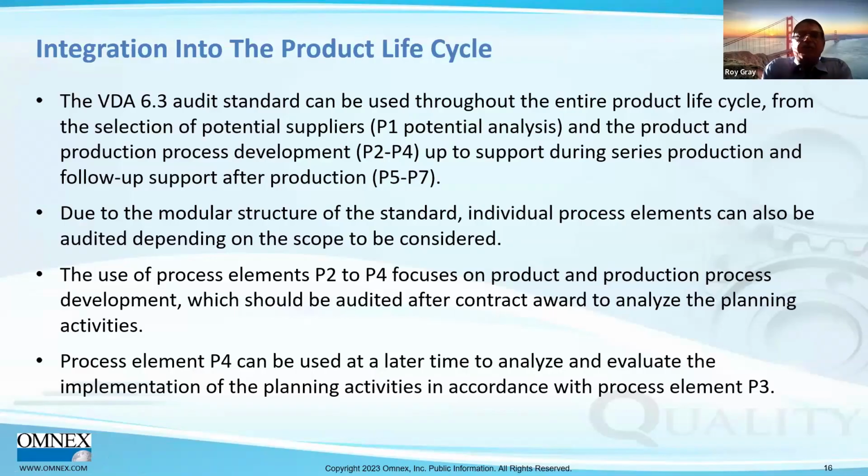VDA 6.3 is a standard that can be used throughout the entire product life cycle, from selecting potential new suppliers, to looking at program management and then APQP. That's before serial production. Once you get into serial production, you look at P5 through P7. Due to the structure, individual process elements can also be audited depending on the scope we're considering.